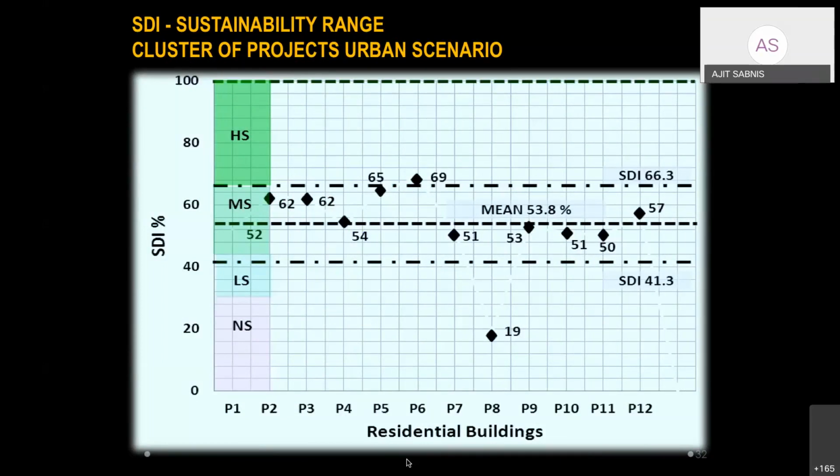The higher the accuracy of the data collection, the higher the accuracy of these sustainability assessments. The biggest drawback in India is the availability of reliable data. And this is true everywhere, but more so in developing nations. So this is the comparative chart from the sustainability development index point of view, and each project can be understood.